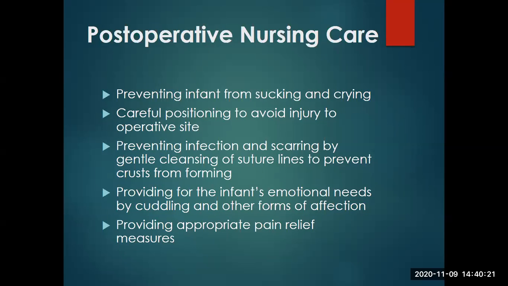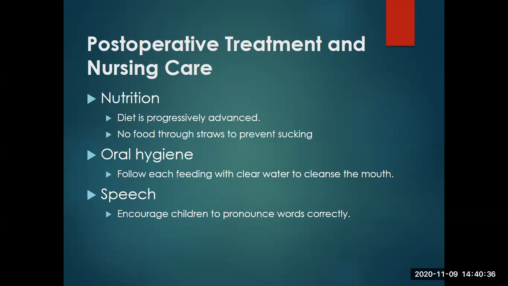So post-op, again, for both of them, it is preventing infant from sucking and crying, and careful positioning to avoid injury to the operative site. But those are some of your post-operative nursing care. But the main thing is nutrition, the feeding, the oral hygiene, and the speech. So the nutrition, again, that's going to be progressively advanced. No food through straws to prevent sucking. Oral hygiene: follow each feeding with clear water to cleanse the mouth. And also speech: encourage children to pronounce words correctly. And it talks about that in your book.